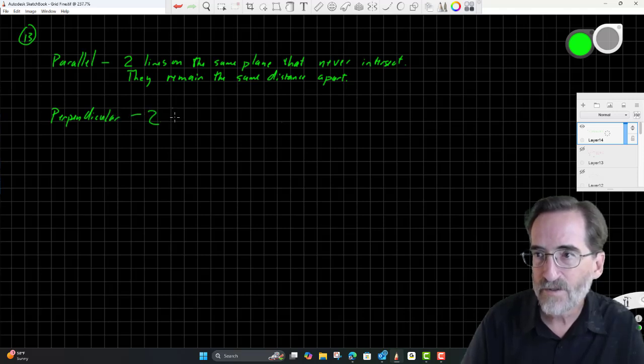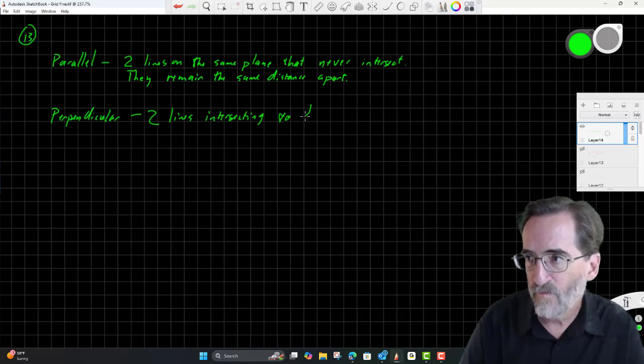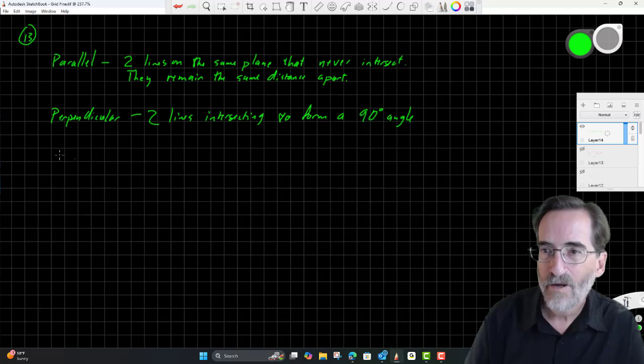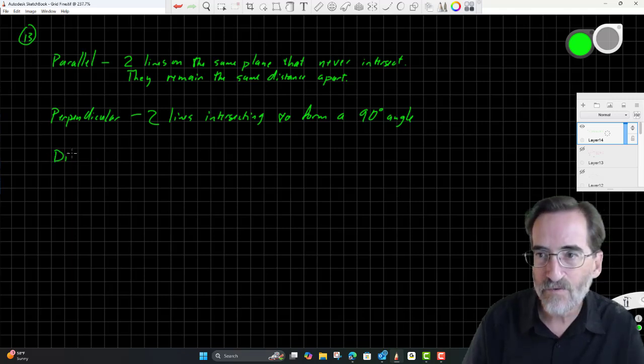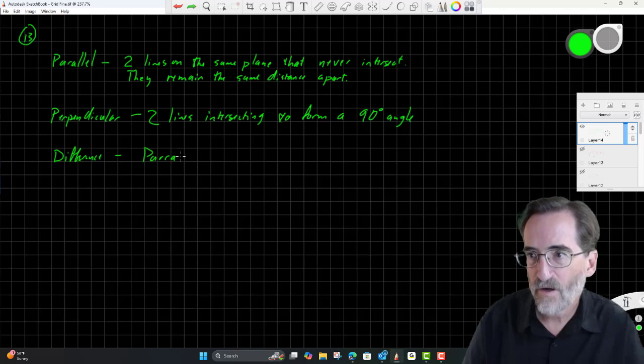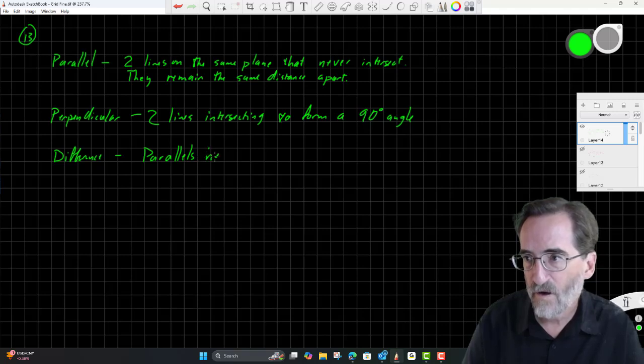Two lines intersecting to form a 90-degree angle. Okay? And explain the difference between the two. Parallels never intersect. Perpendiculars do.